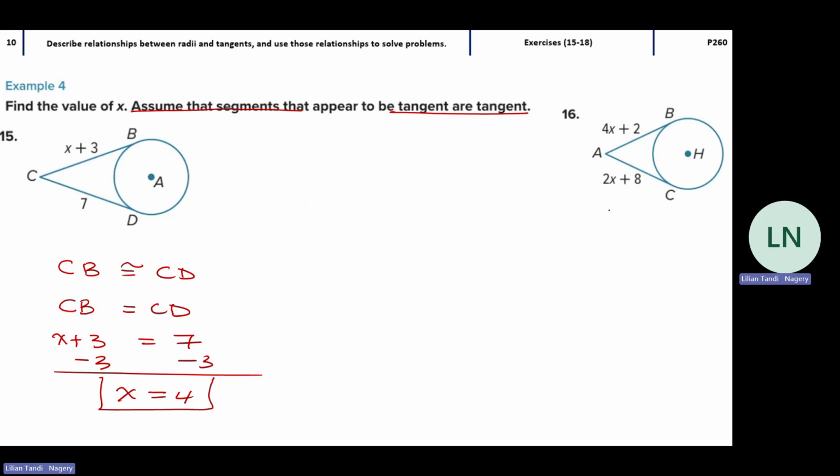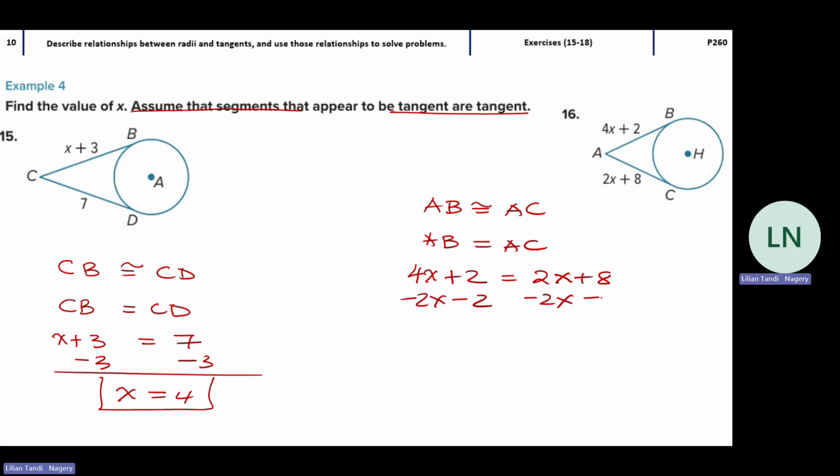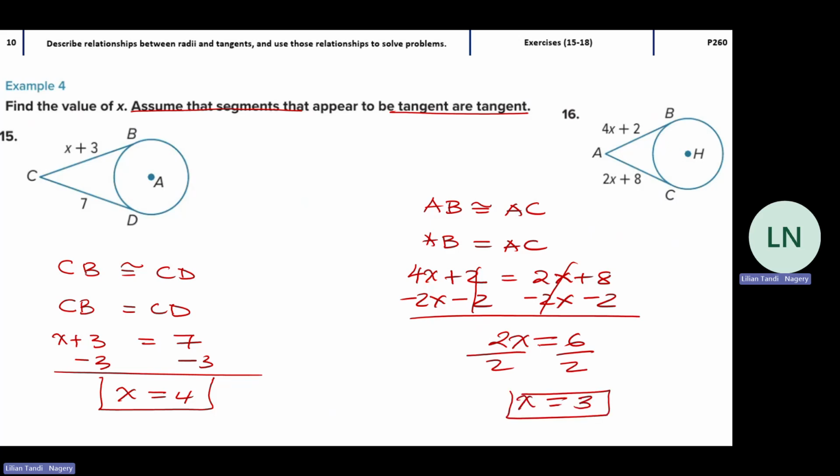The same thing as I'll do here. AB is congruent to AC, so AB is equal to AC. And then what are you going to do? AB is 4x plus 2 and AC is 2x plus 8. Subtract 2x on both sides. Subtract 2 on both sides. This gives me 2x equals 6. Divide by 2. X is 3. And I box my answer.